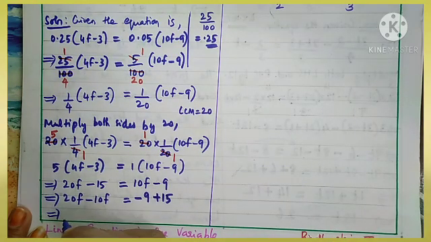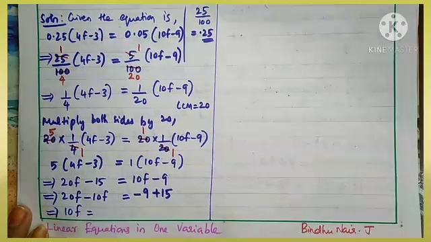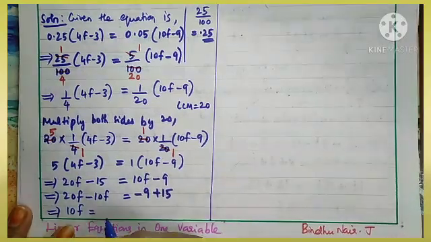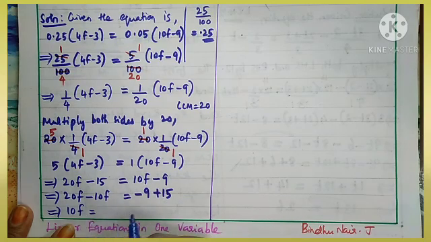Now what is 20f minus 10f? 20 minus 10 is 10. So 10f equal to, what is minus 9 plus 15? Yes, 15 is greater number, so subtract and put bigger number sign. So the answer is 6. Understand? Plus 6. Now we want the value of f.